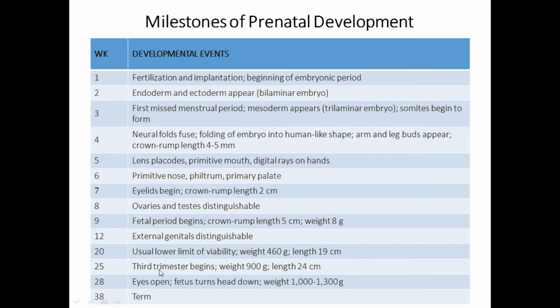25 weeks, third trimester begins, weight about 900 grams, length about 24 centimeters. 28 weeks, fetus turns head down, weight about 1.3 kilos. And at about age of 38 weeks, we've discussed that it's a full-term baby. Okay.